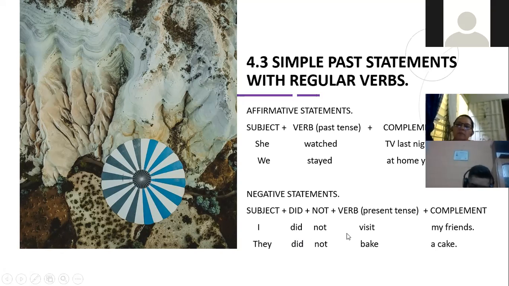So this is the example of affirmative statements and negative statements using the simple past. In this case, we're using regular verbs. Regular verbs. Watch, stay, visit, and bake. All are regular verbs, right? Watched, stayed are the past tense, right? And visit and bake are the simple present. Okay? We use the simple present, as I said, because we're using the auxiliary.